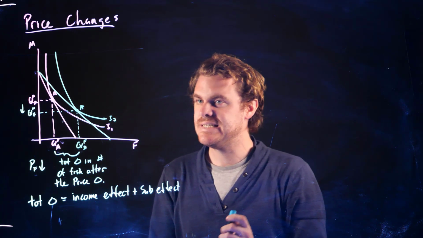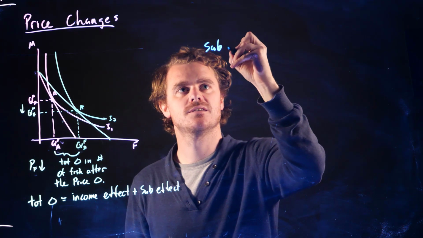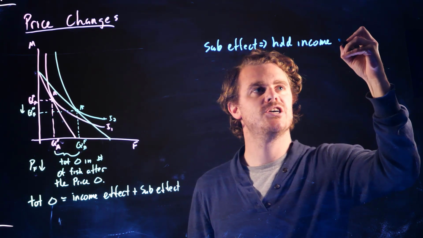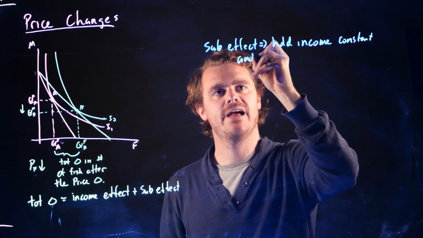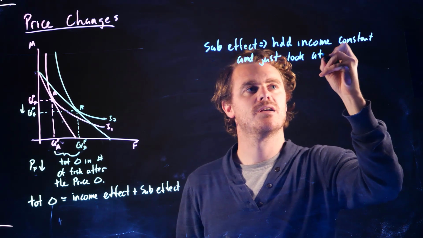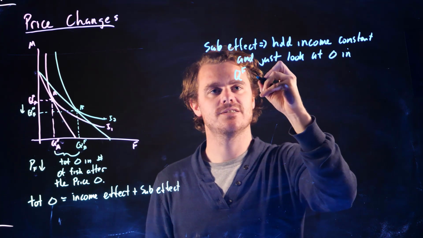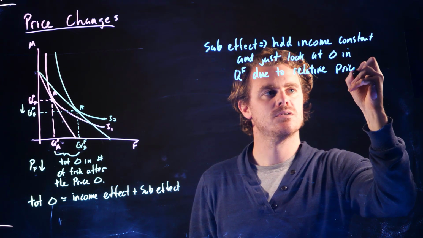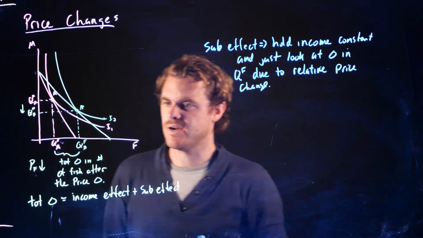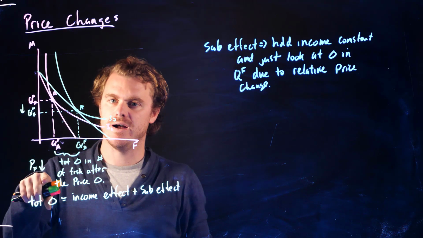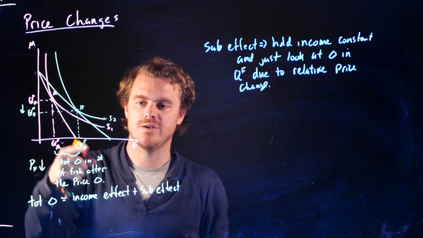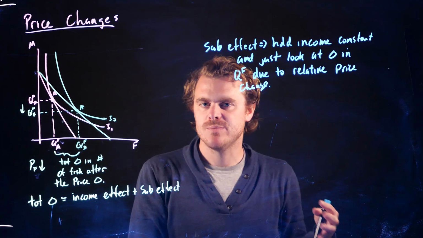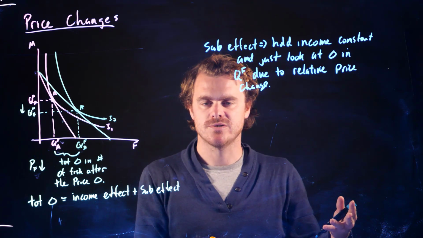And so remember, the idea behind the substitution effect, we want to hold income or the budget constant and just look at the change in quantity of fish, for instance, due to the relative price change. So here, fish are becoming relatively cheaper than they used to be compared to mangoes, right? They used to be, let's say, $4, now they became $2, or whatever they went down to. Well, that means they became relatively cheaper than they used to be. So we know that we're going to substitute towards fish.